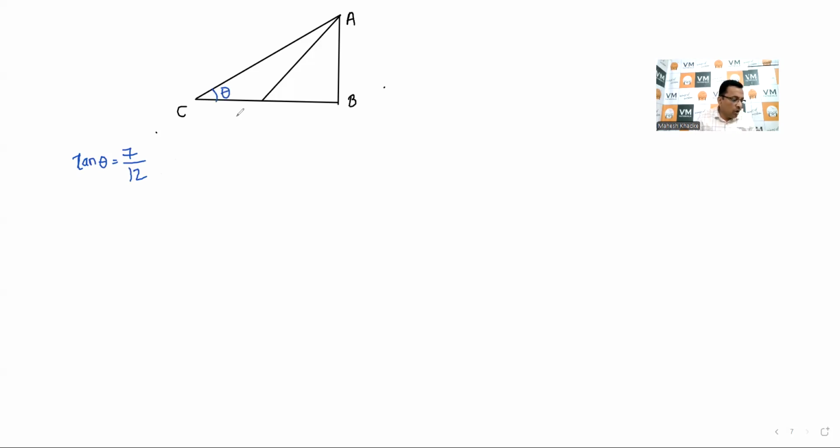On walking 64 meter toward the tower, from here to here, that one is 64 meter. This point is D. The angle of elevation is phi, another Greek symbol. This is phi, where tan phi is 3 by 4. Find the height of the tower. We only have to find the height of the tower, nothing else is given.